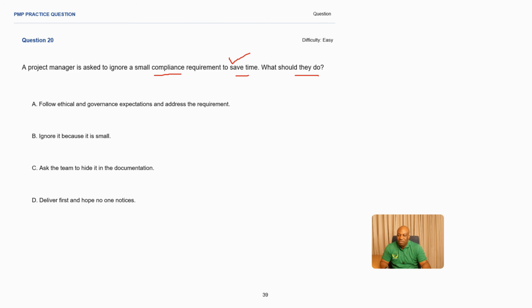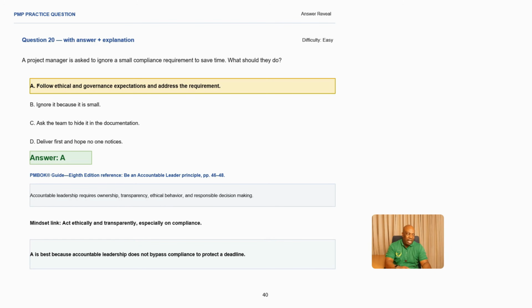Number A, follow ethical and government requirements. Okay, this makes sense. Ignore it because it is small. Never ignore anything in a project environment. You need to confront the problem and look for a solution. Ask the team to hide it in the documentation. This is against ethics. You don't hide things in a project environment. So making this incorrect. Deliver first and then hope for no issues. Project management is not about hoping. It's about planning and acting. So making A the best answer.